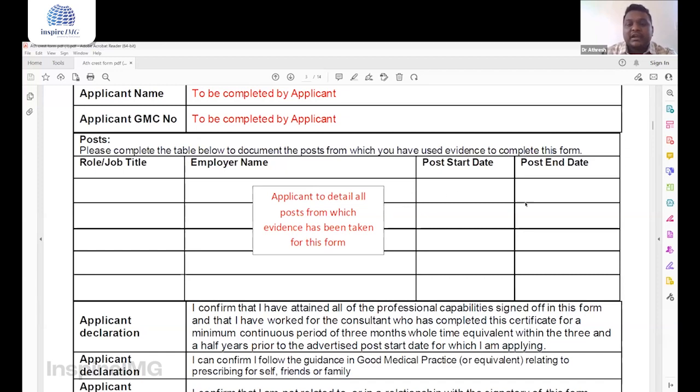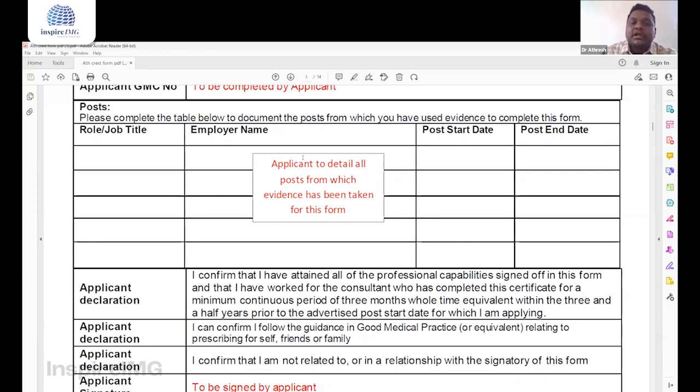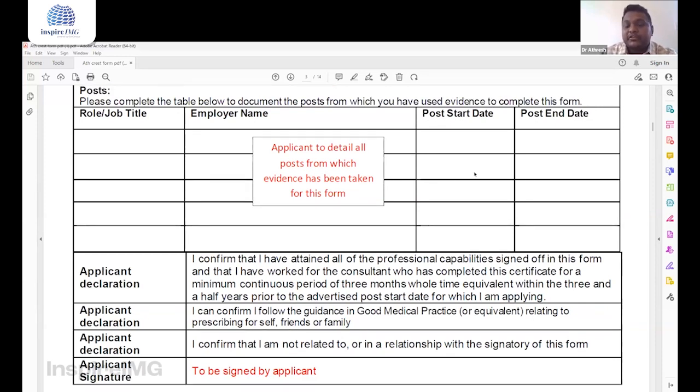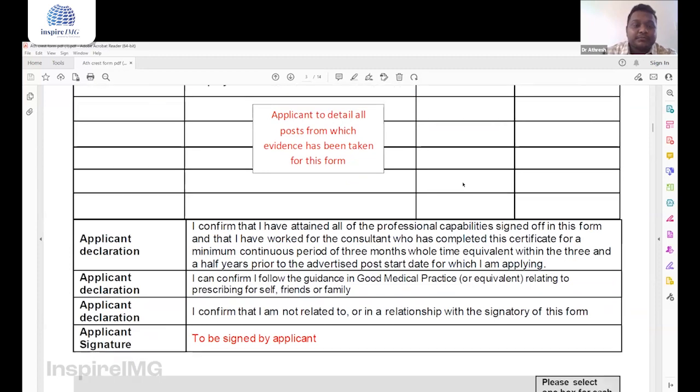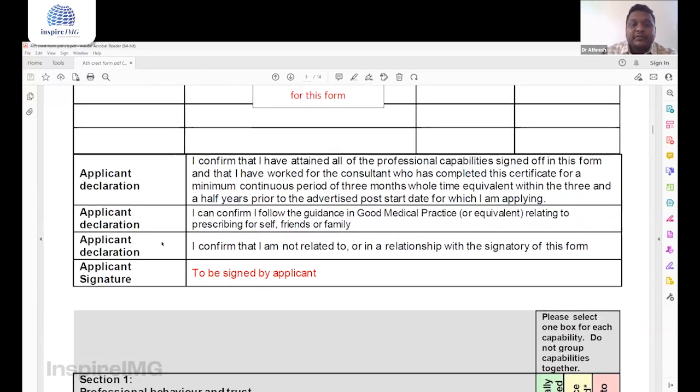Then the post start date and end date. For this post start and end date, you can mention your complete job or the period in which the consultant has observed you. Either can be filled, but this is very important, as if the dates do not coincide, you're going to be in trouble, and your certificate is going to be invalid. So please make sure all your dates are proper. And next, there are a few declarations you need to make.